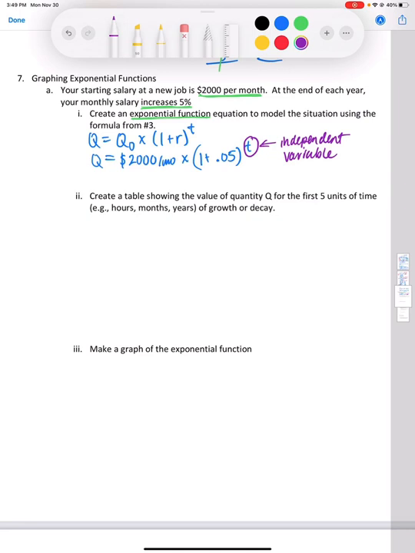Okay. And Q is what we are looking for, and that does depend on t. So we call that the dependent variable. So what we need to do now is create a table. In order to graph something, we're going to create a table of values. We need to create a table showing the value of the quantity Q for the first 5 units of time, which would be 5 years in our case.